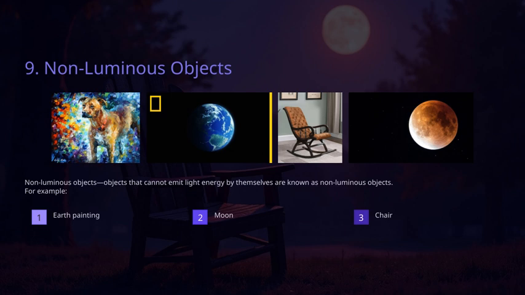The moon, similarly, doesn't emit its own light but reflects the light from the sun. And even everyday items like a chair are non-luminous objects because we see them only because they reflect light. Recognizing these objects helps us understand how we perceive the world around us, especially in terms of light and visibility. This concept connects to our overall theme of understanding how light interacts with different objects.